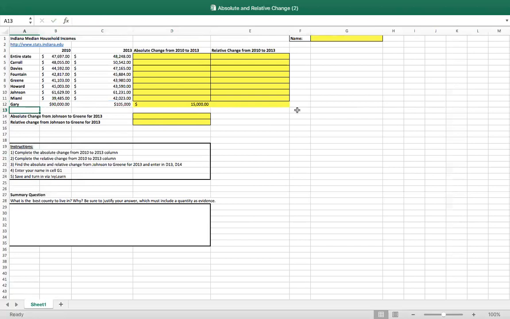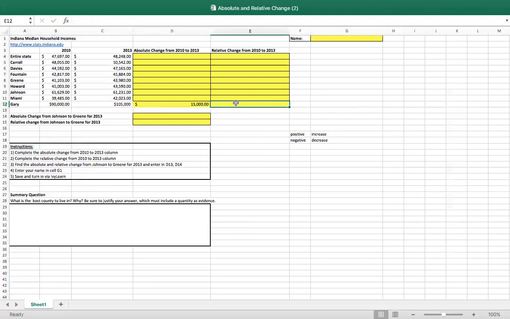To check my answer, I would think about positive means increase and negative means decrease. Decrease? What? Decrease. Okay. So the fact that it's positive is good because the incomes went up from 90,000 to 105,000.